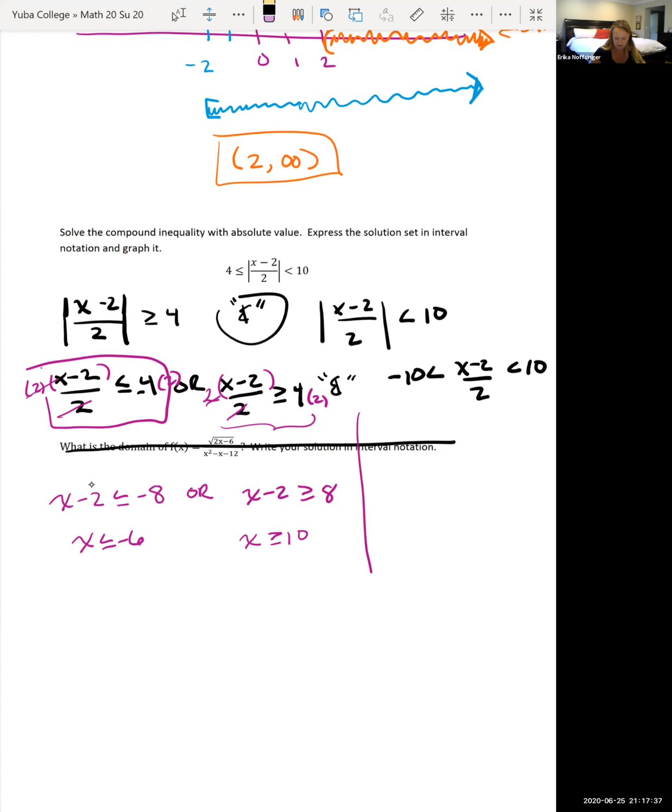And then the other side, that compound inequality, we can clear the fraction by multiplying all 3 sides of the inequality by 2. So we get negative 20 is less than x minus 2 is less than 20. So if we add 2 to both sides, we get negative 18 is less than x is less than 22.